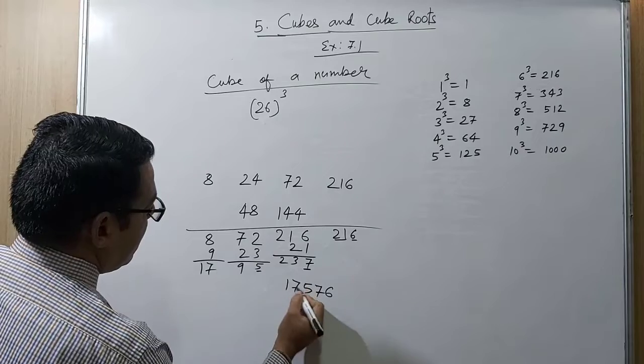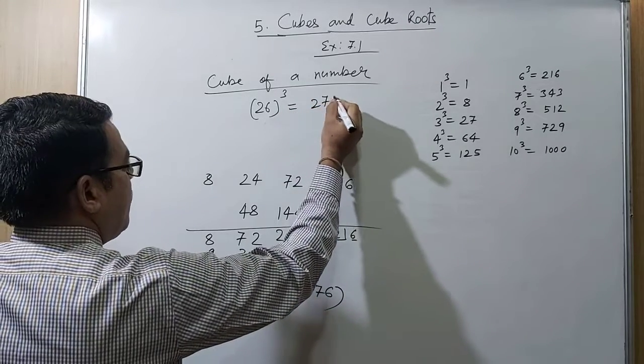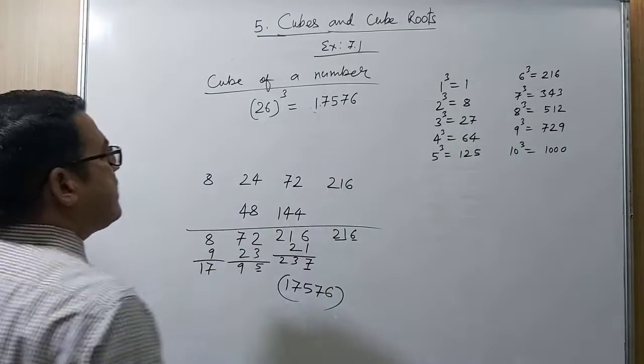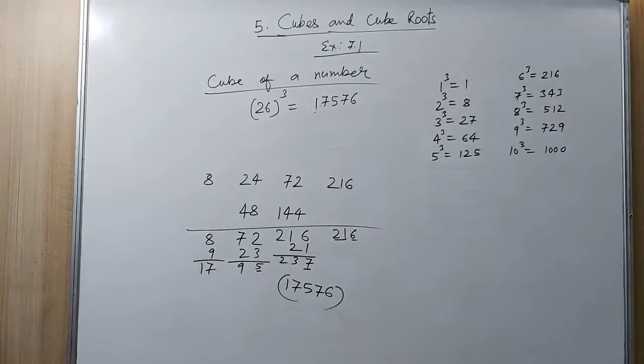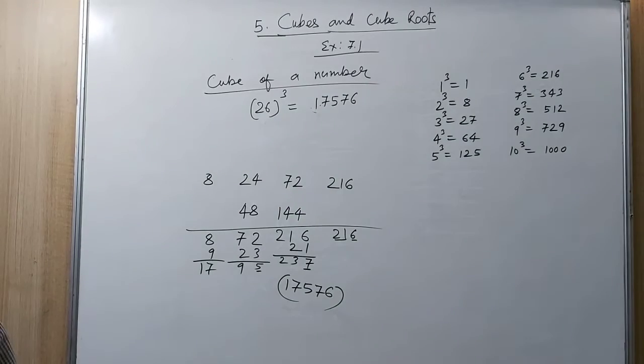So this is the answer. So cube of 26 is 17576. Sorry, 1 is here. So 17,576. You can check it.